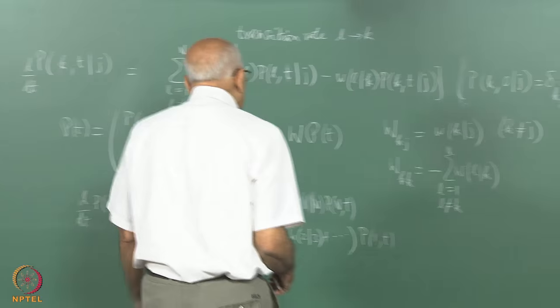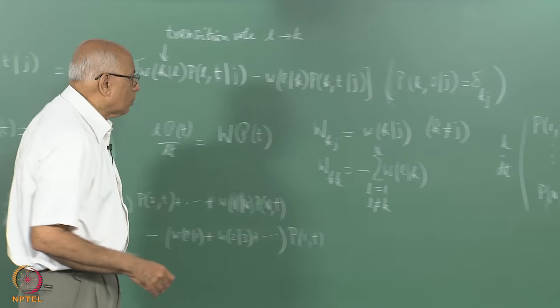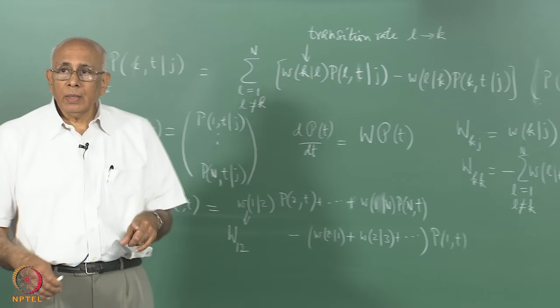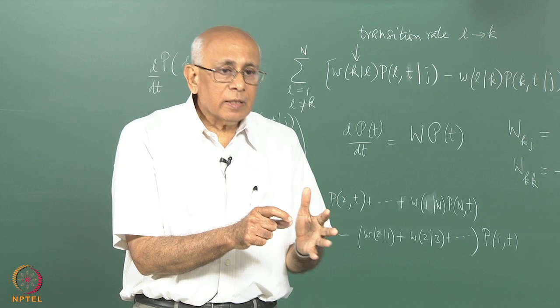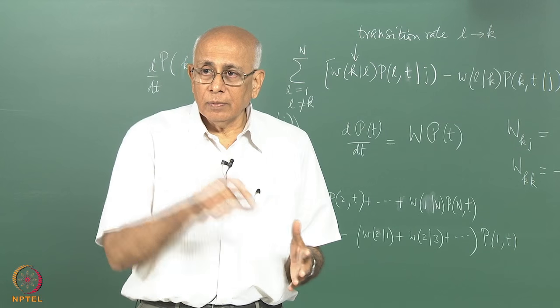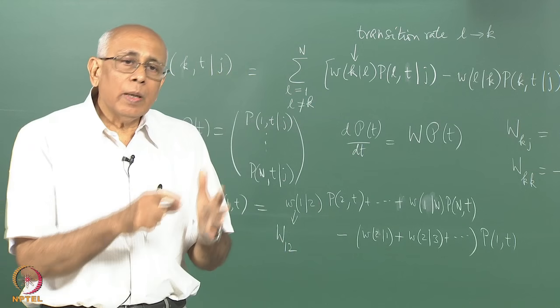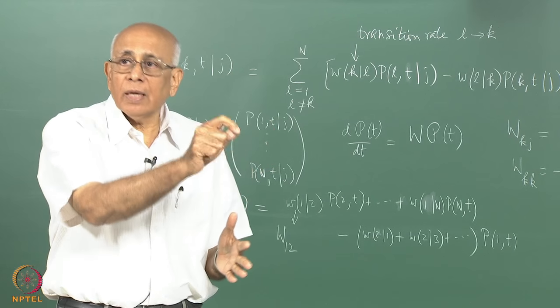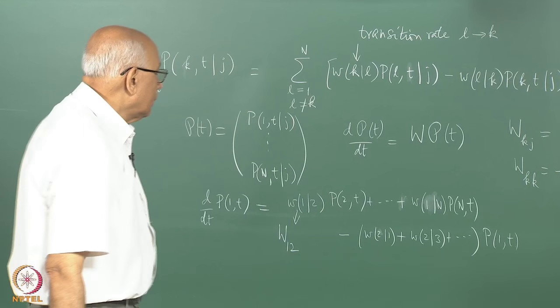So we are taking the general case where all the W's exist, and then you have transitions possible. Now you must remember that it is entirely possible that you may not be able to go from say state 6 to state 8 directly. There may be a 0 transition probability, but given enough time you may go from 6 to some other state 5 and then 5 to 8 and so on. So that possibility exists, of course.